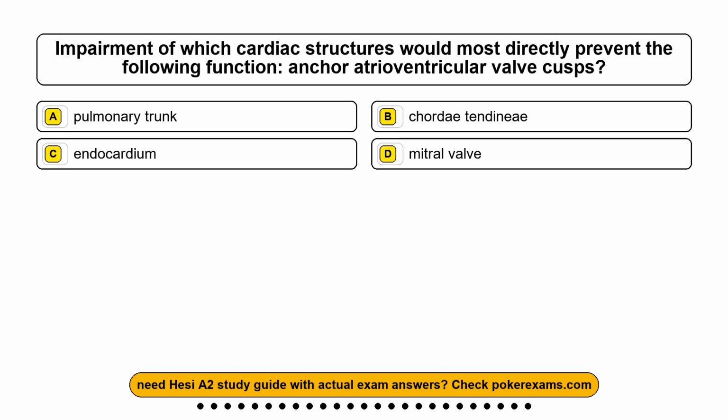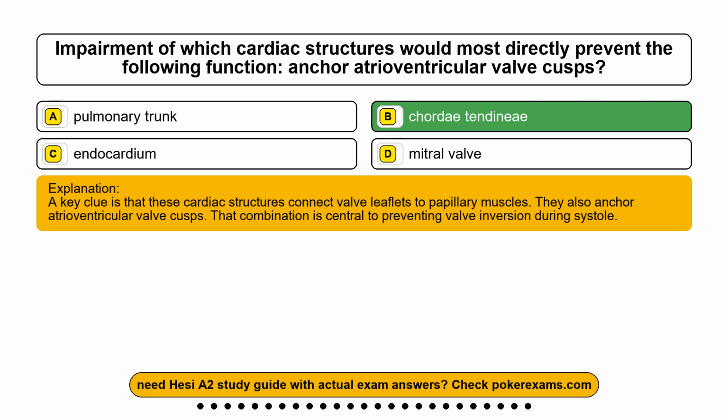Question 25. Impairment of which cardiac structures would most directly prevent the following function? Anchor atrioventricular valve cusps. Option A, pulmonary trunk. Option B, chordae. Option C, endocardium. Option D, mitral valve. The correct answer is option B, chordae.